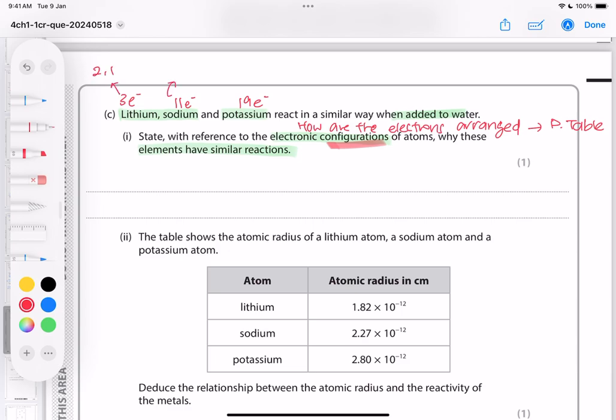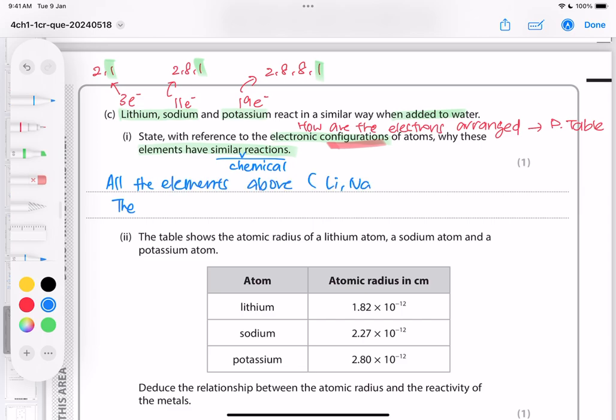For lithium it will be 2,1. For sodium, it will be 2,8,1. For potassium, it is 2,8,8,1. Do you see any similarity here? At the end, all of them end with only one valence electron, and this is the reason why they undergo similar, if I can be more precise, similar chemical reactions. If I want to be precise, lithium, sodium, and potassium have the same number of valence electrons.